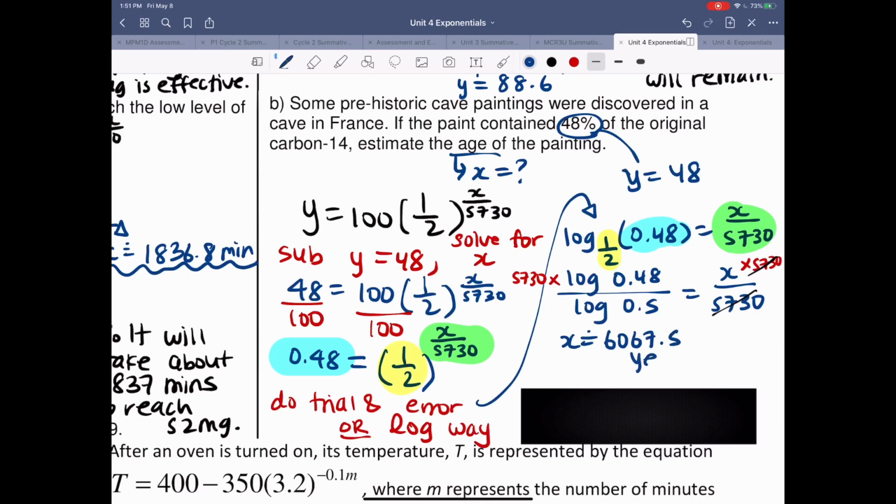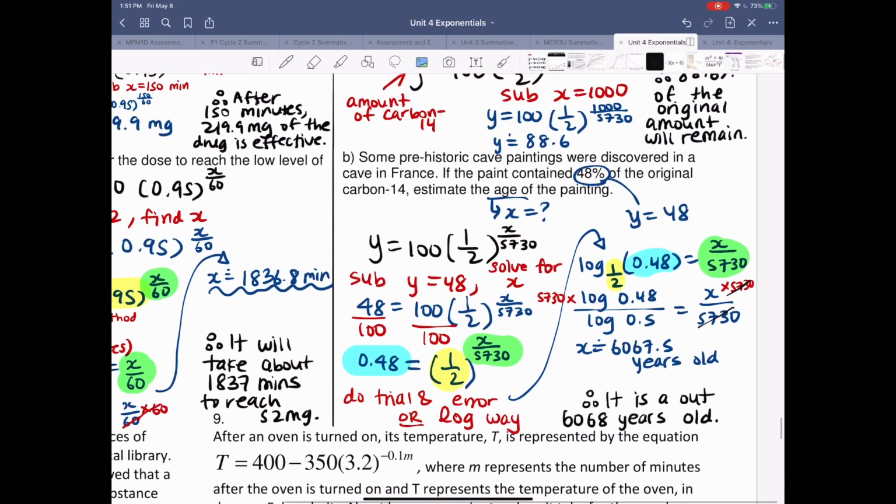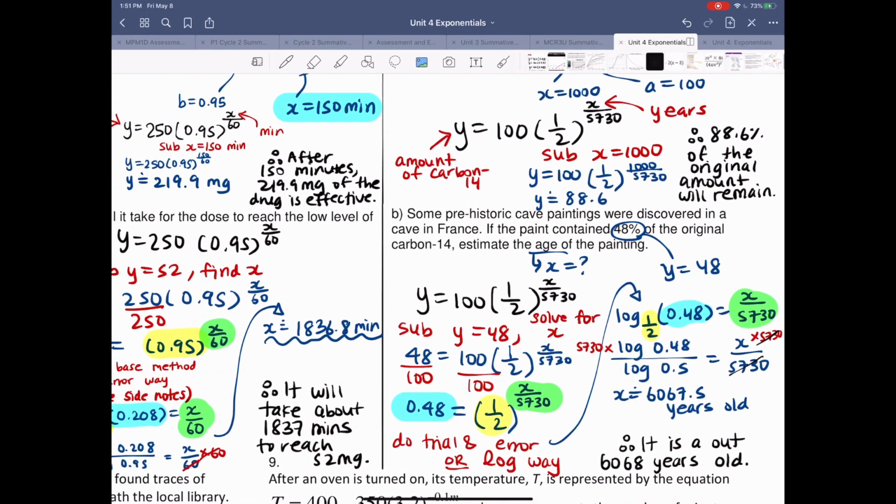6,067.5 years old. So you need to write a therefore statement for any word problem. So I get, therefore, it is about 6,068 years old. What this painting that they discovered, and because the painting contained 48% of the original carbon-14, the painting is 6,068 years old.